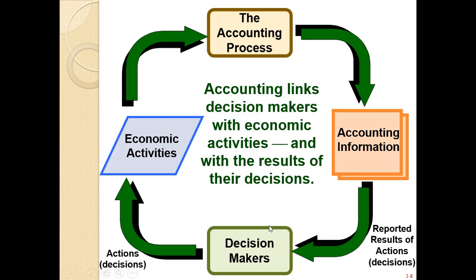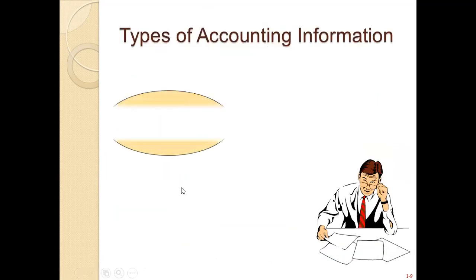The decision maker is a higher authority of the organization. It may be the chairman, a CEO, the director, assistant director, manager, executive people who take good decisions about the business. Okay, that's how accounting information is linked to the decision maker, and how they link to the business activity. Okay, now come to the next slide.